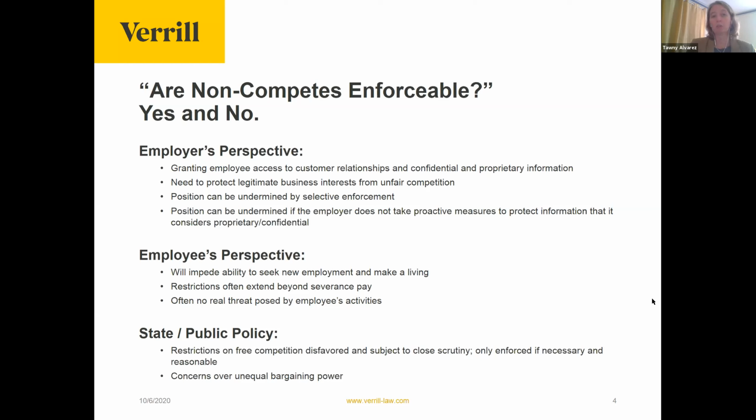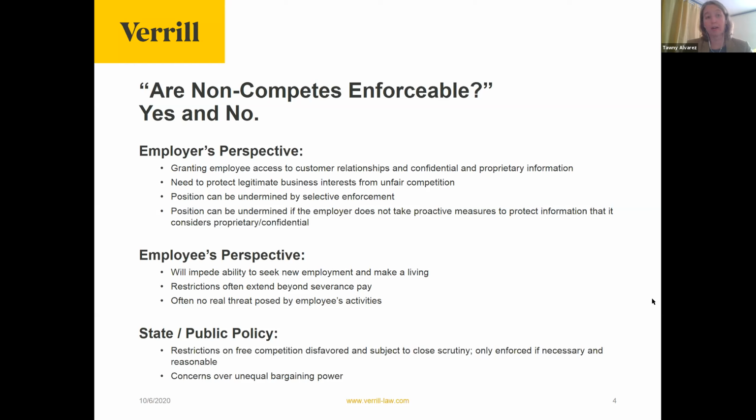So as each of you are working side by side with the leaders of your organization, some of the things that we want to keep at top of mind when we're considering whether or not an agreement works in this situation is, are we granting the employee access to customer relationships or confidential and proprietary information? If so, that's going to support enforcement of a non-compete agreement. Do we have, as an organization, a need to protect legitimate business interests from unfair competition from other individuals? Are we in a position that can be undermined by selective enforcement?